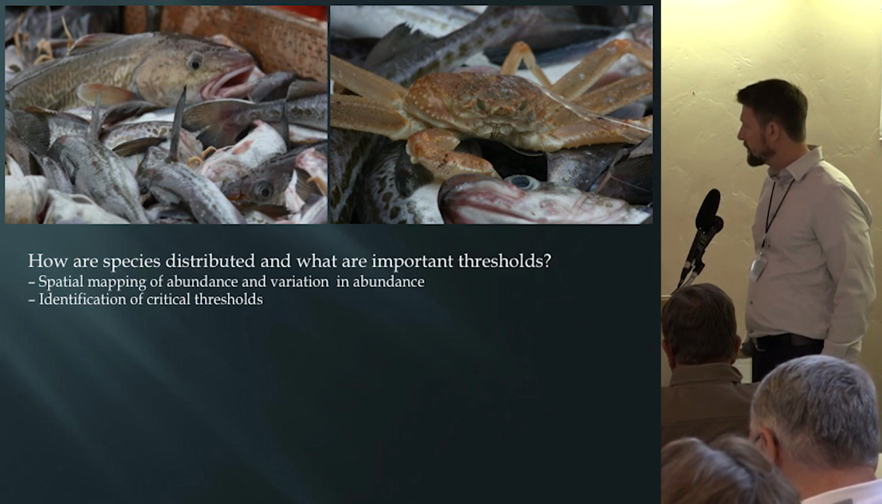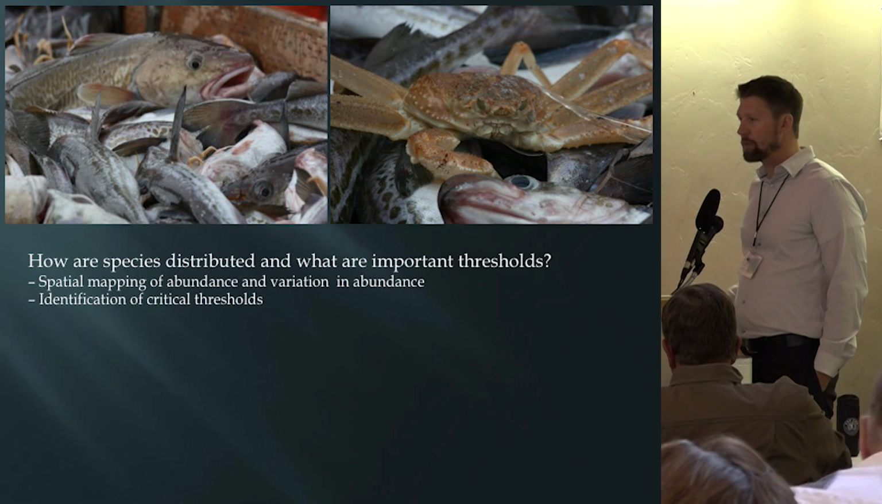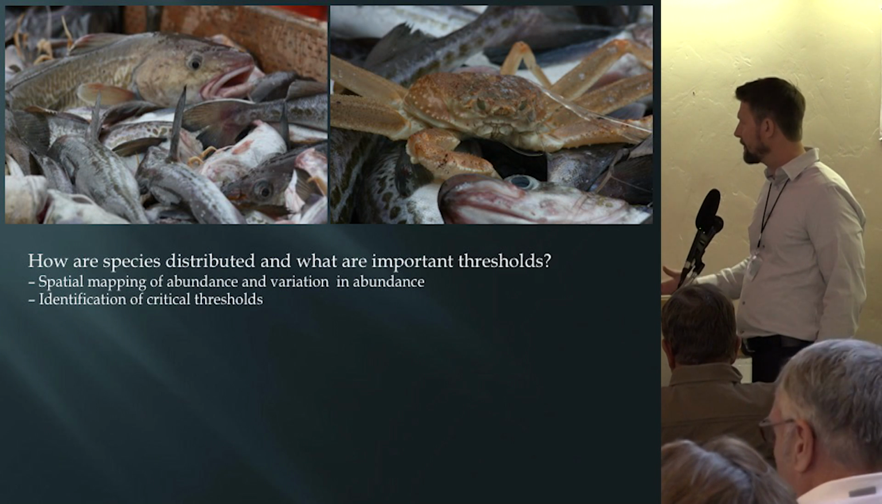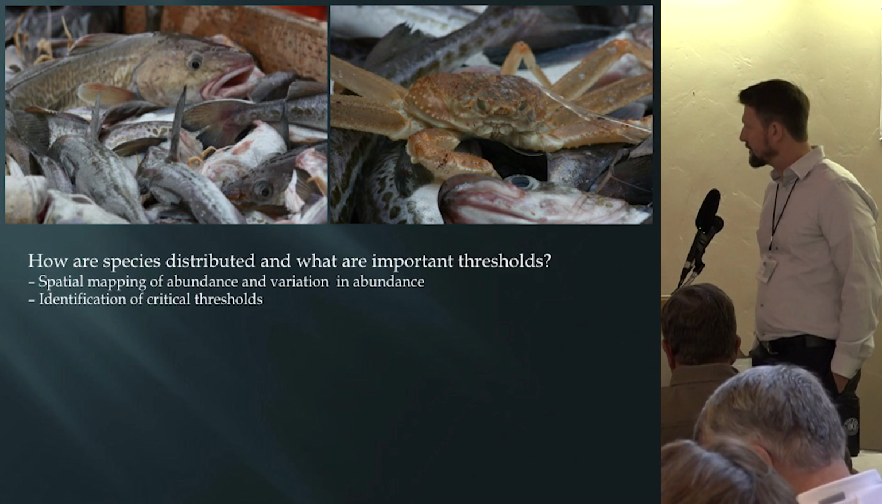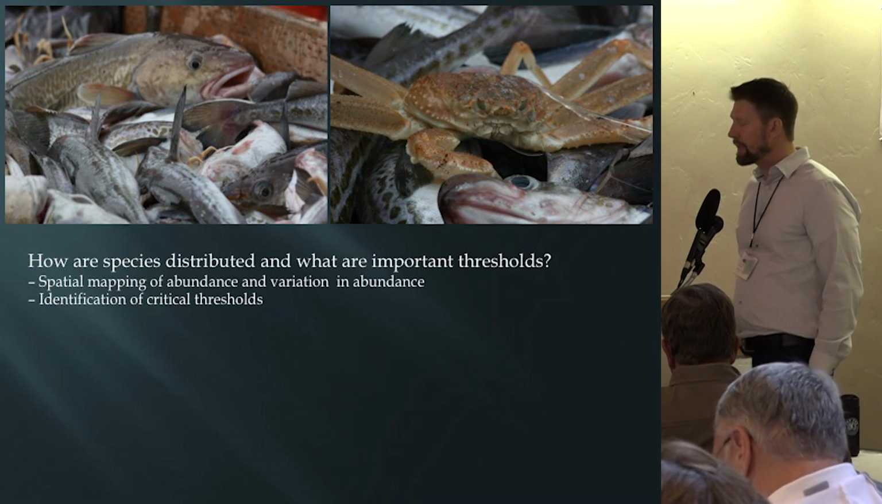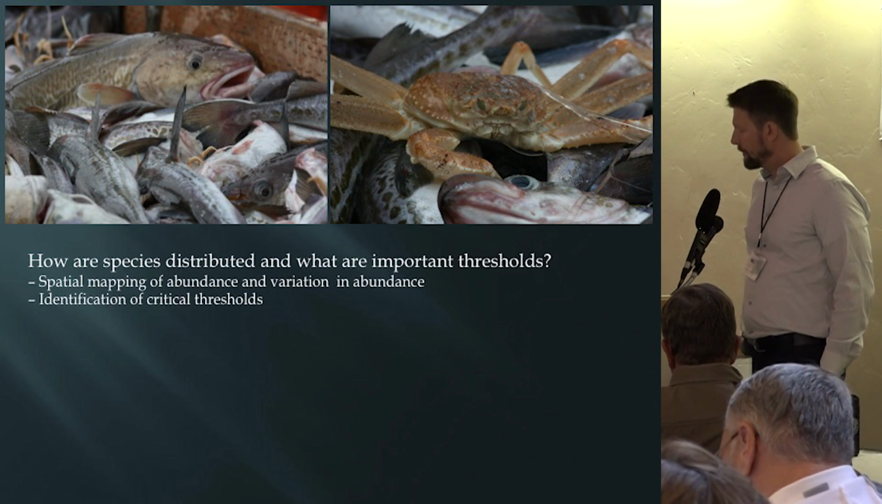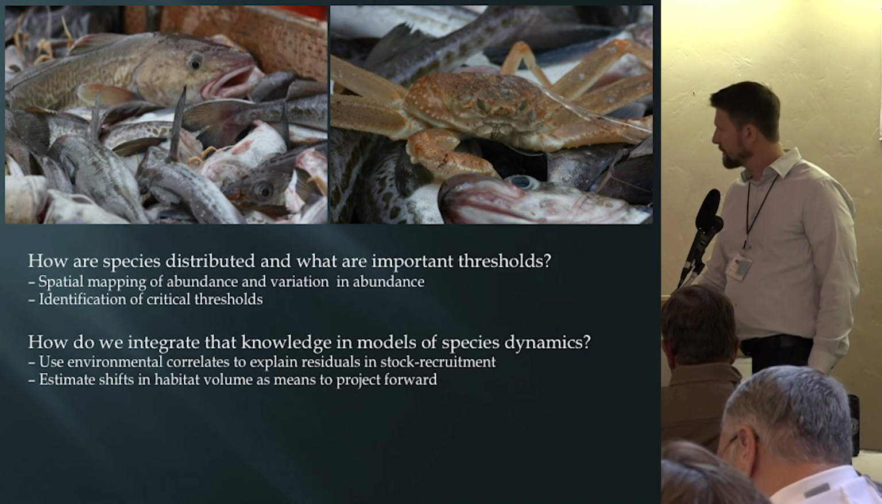One is how they're distributed, and are there some thresholds where they respond to certain environmental variables. So we can apply spatial mapping of abundance and variation of abundance to get at that. We can look at some of the critical thresholds.